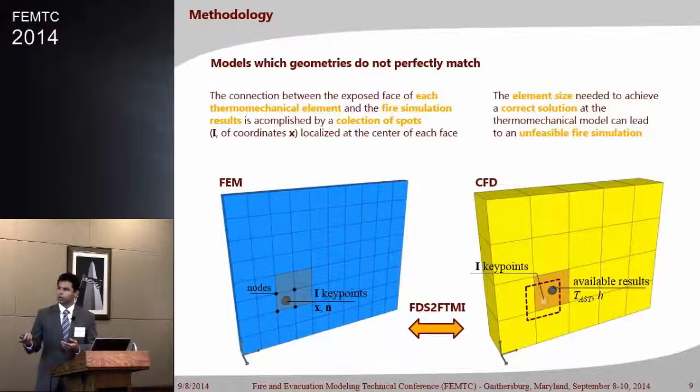And we create a code called FDS to FTMI, which basically will track down every exposed face, calculate all the key points, go to the CFD available results inside of a boundary file, and get the closest available results for adiabatic surface temperature and heat transfer coefficient. After that, we will have a script written in APDL language that will make ANSYS run the simulation with the correct boundary conditions.